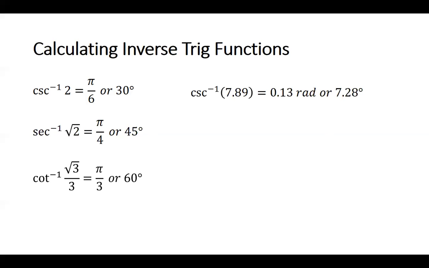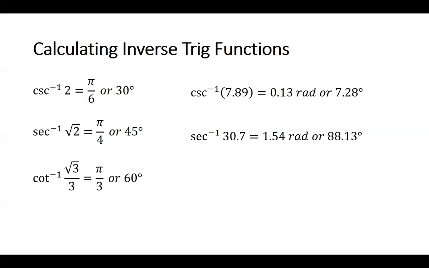If you're using your calculator, such as here, the inverse cosecant of 7.89, then again, make sure that you're in radians or degrees, whichever you want to be in. And you can just plug it in. If your calculator has the inverse cosecant function, then feel free, plug it in as inverse cosecant of 7.89. If it does not, then plug it in as the inverse sine of 1 over 7.89, right? Flip that ratio, and you'll get 0.13 radians or 7.28 degrees.